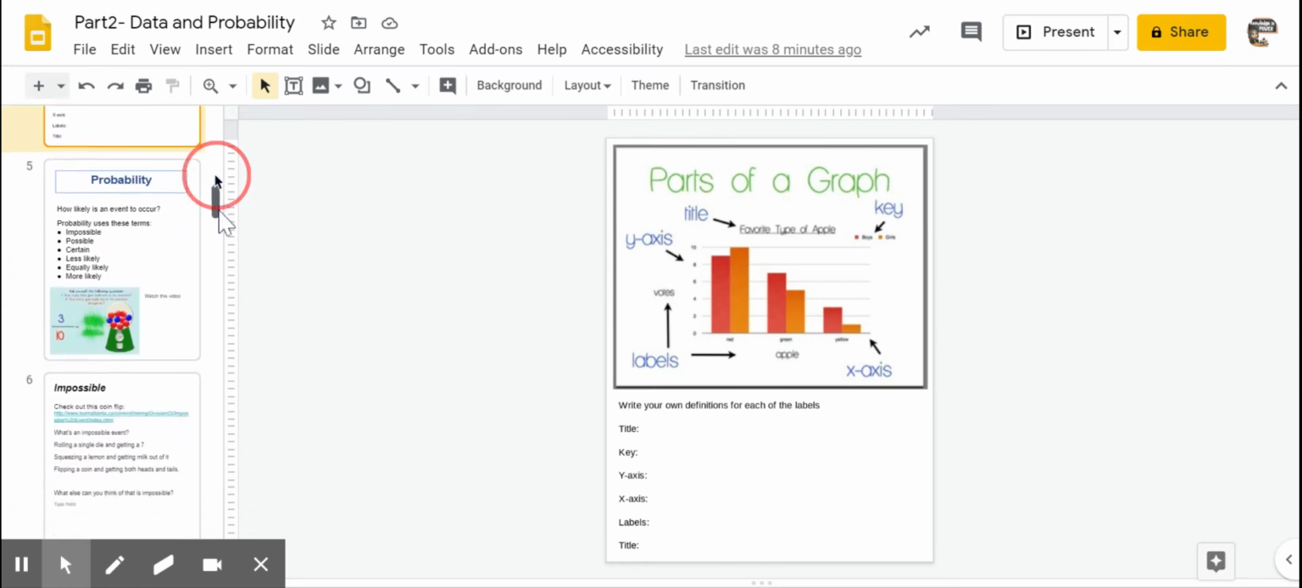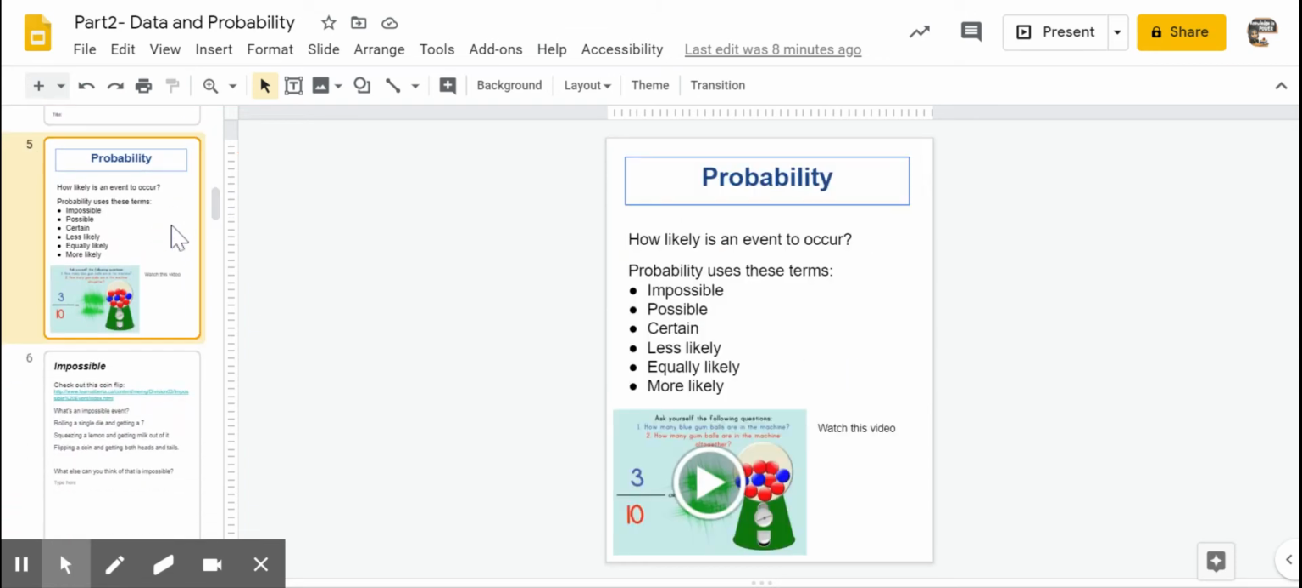All right, so today's lesson is going to be about probability. So how likely would an event occur? We could use the term impossible, it will never occur. Or we could use the term possible, maybe. Certain is, we're pretty certain it's going to happen. And then less likely is a little bit less than certain. And then equally likely, so it's like in the middle kind of thing. And then more likely. Okay, so I'm going to be explaining all these to you.